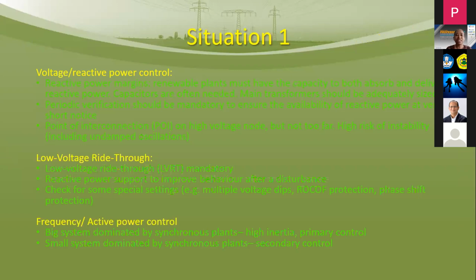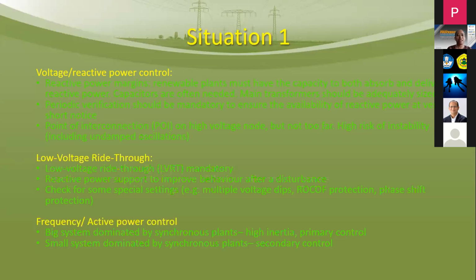In general, we add capacitors to provide the reactive power. The main transformer should also be adequately sized in this case. And periodic verification should be done to ensure the availability of reactive power at very short notice.